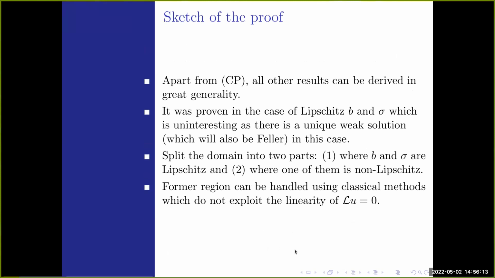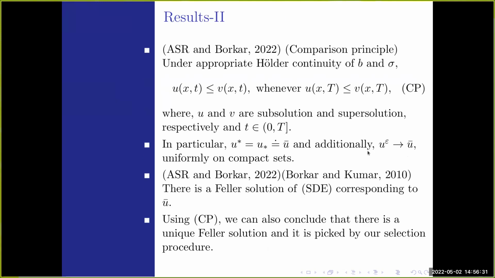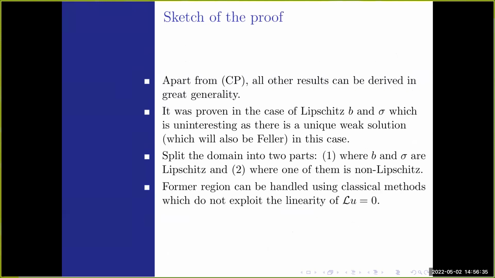Now I'll briefly give the sketch of the proof. Apart from proving the comparison principle, all other results, like proving the tightness or proving that the corresponding U bar has its corresponding Feller-Markov process, are trivial once you assume the comparison principle. So proving the comparison principle is the bottleneck in proving this result. It has been studied in the literature, but only for Lipschitz B and sigma. But we know from the probability literature that if you assume Lipschitz B and sigma, there is a unique weak solution, which will also be Feller. So it is not really interesting, because if there is one, you will basically pick it. So we want to relax it to non-Lipschitz B and sigma, a particular form of non-Lipschitz B and sigma.